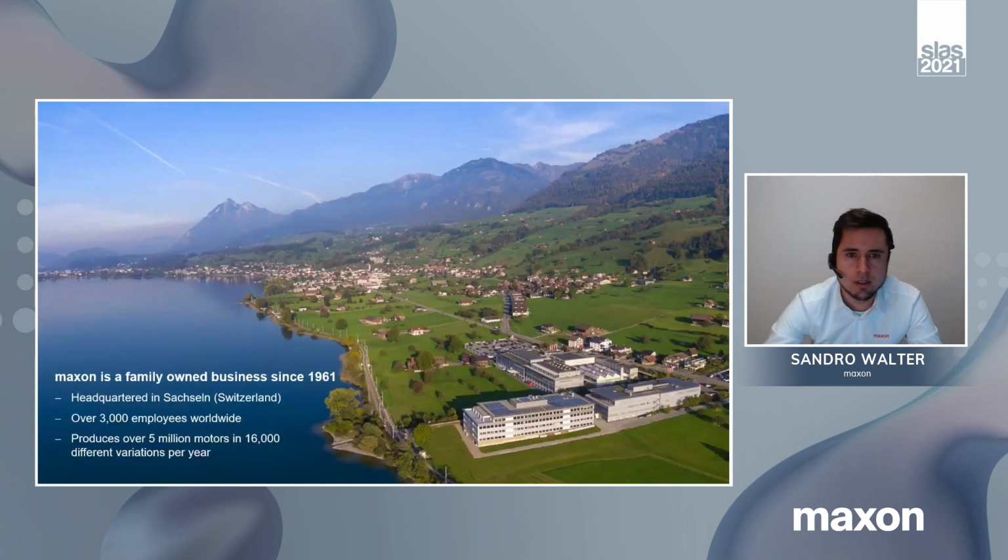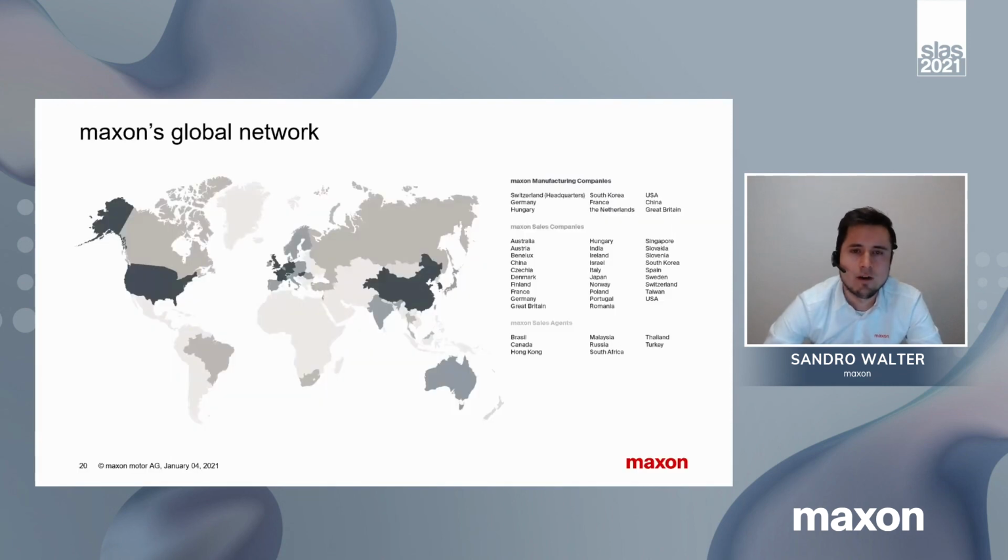So who are we? Maxon is a family-owned business since 1961 with its headquarters in central Switzerland. Maxon has over 3,000 employees, almost half of them headquartered in Switzerland. And we produce over 5 million drives per year. With our global network, we can take care of customers all over the globe. And thanks to the sales business unit that I mentioned, located at the headquarters, we can support our offices globally, and Maxon guarantees market-specific global support in the project business, for example.